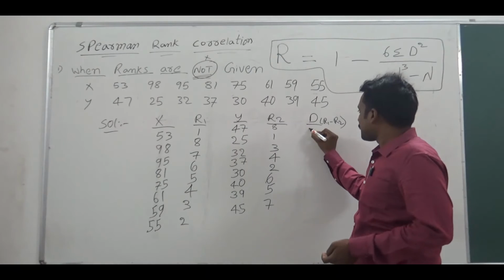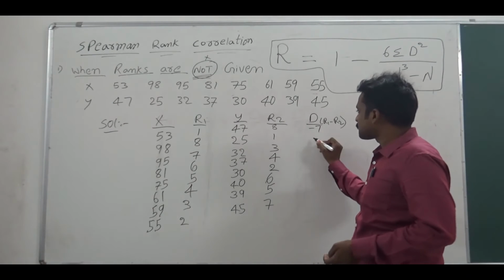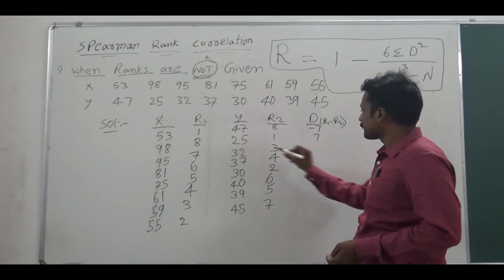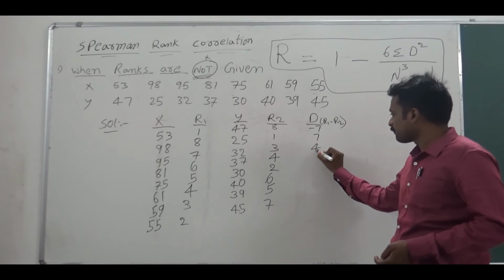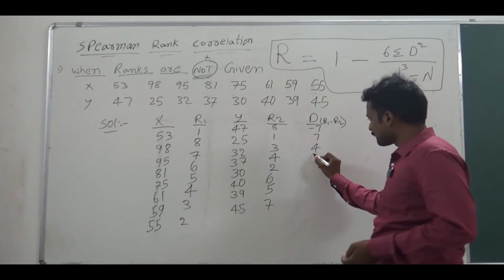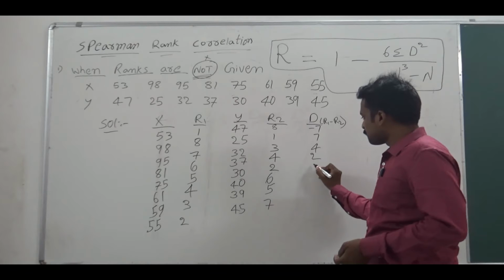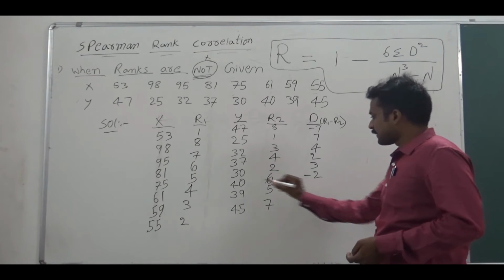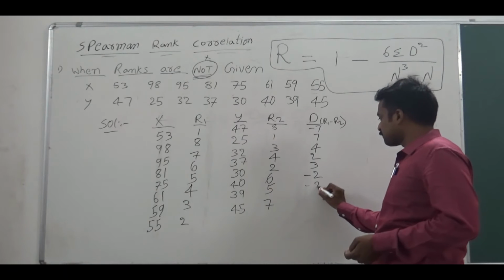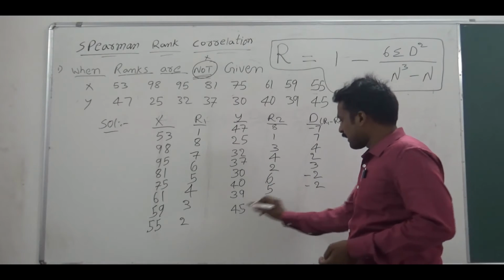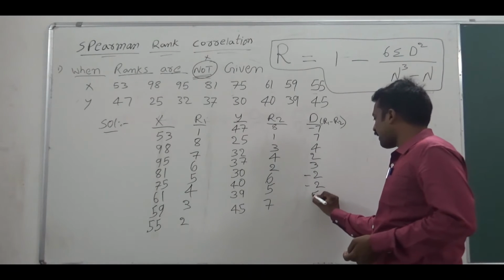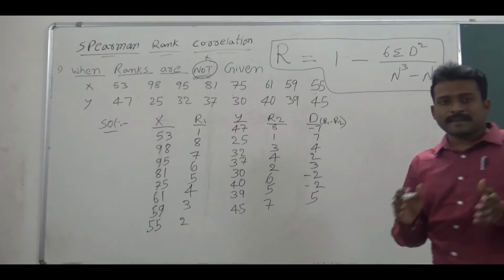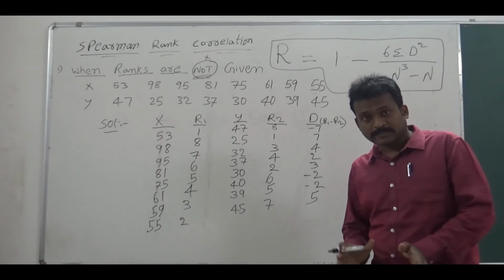So like 1 minus 8 is minus 7, 8 minus 1 is plus 7, 7 minus 3 is 4, 6 minus 4 is 2, 5 minus 2 is 3, 4 minus 6 is minus 2, 3 minus 5 is again minus 2, and 2 minus 7 is plus 5. So now we need to eliminate these minus values.